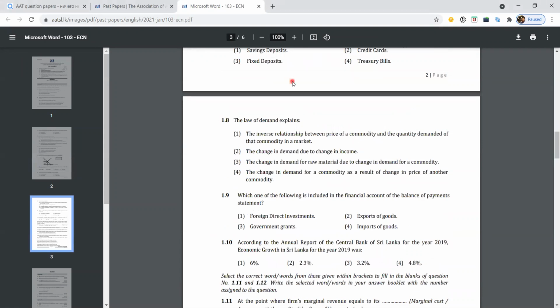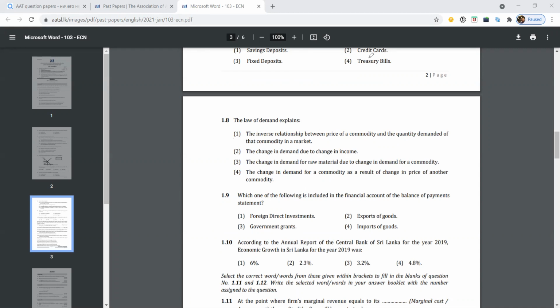Law of demand. We learned it. It says inverse relationship between price of a commodity and the quantity demanded. The answer is this first one. Explain inverse relationship between price of a commodity and the quantity demanded of that good in a market. The other options do not tally. That is the definition. Okay, we cannot do the rest yet.